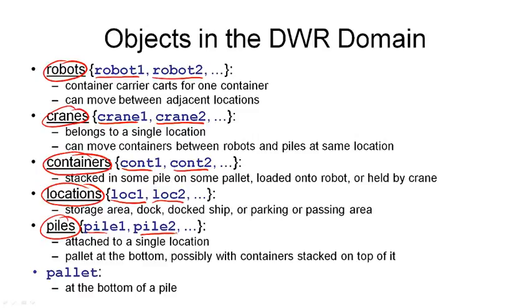And at the bottom of each pile we have a pallet. This is denoted by the symbol pallet, and despite the fact that we have several piles and therefore several pallets at the bottom of these piles, we only need one symbol to denote all these pallets, as we don't need to distinguish the different pallets. So, in a state, we have objects, and these objects are grouped into types, as we've seen here, and each individual object is denoted by a unique symbol in our domain.